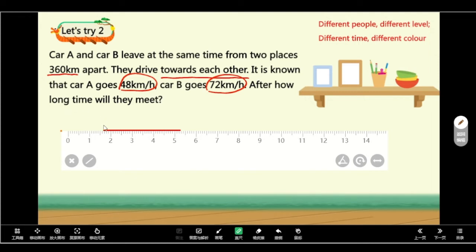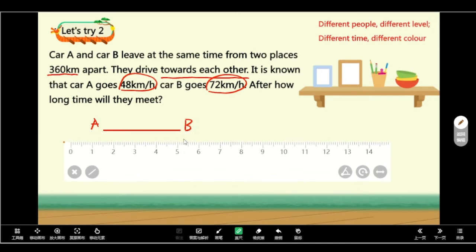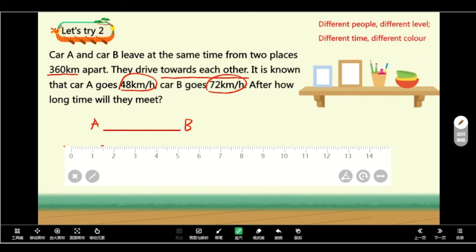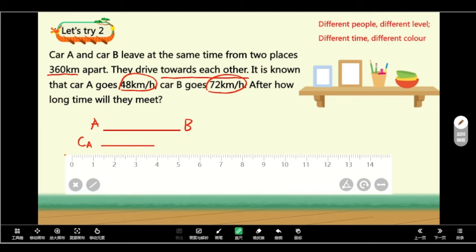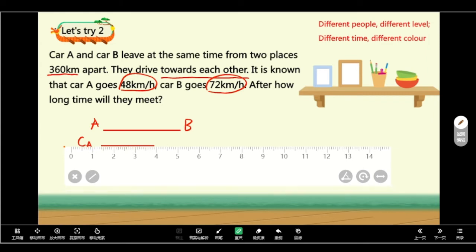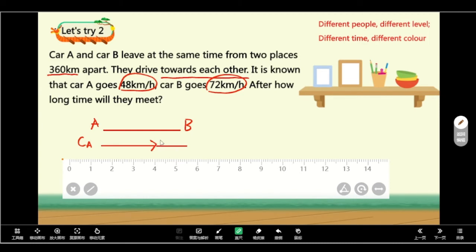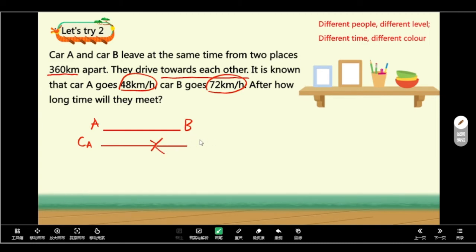Okay, there are two places. There is place A and place B. Okay? Then car A travels from place A. This is car A. Travels from place A, and car B travels from place B. Can I draw my diagram like this?